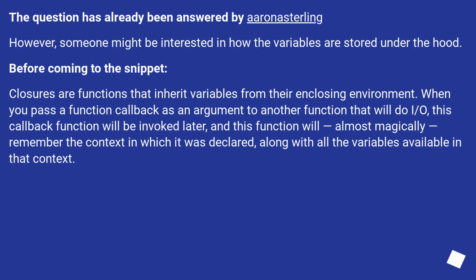The question has already been answered by Aaron Sterling. However, someone might be interested in how the variables are stored under the hood. Before coming to the snippet, closures are functions that inherit variables from their enclosing environment. When you pass a function callback as an argument to another function that will do I/O, this callback function will be invoked later, and this function will, almost magically, remember the context in which it was declared, along with all the variables available in that context.